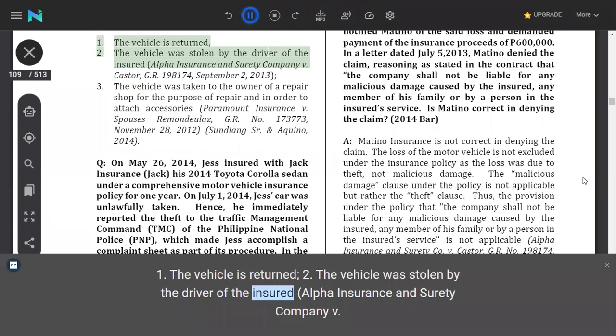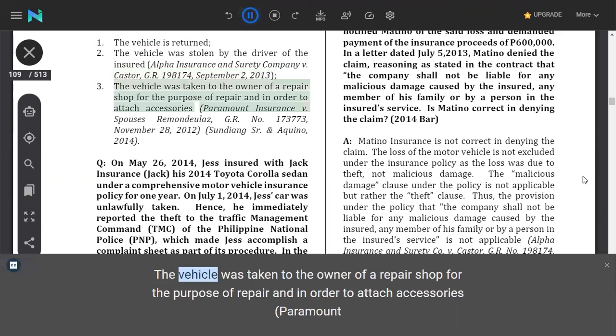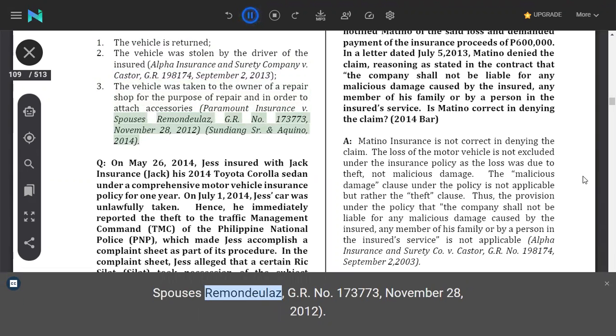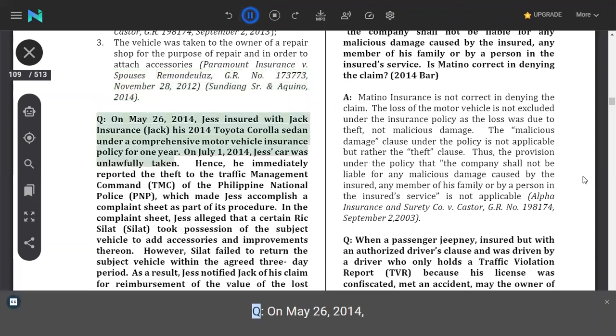2. The vehicle was stolen by the driver of the insured, Alpha Insurance and Surety Company v. Castor, G.R. No. 198174, September 2, 2013, 3. The vehicle was taken to the owner of a repair shop for the purpose of repair and in order to attach accessories, Paramount Insurance v. Spouses Remanja Ulaz, G.R. No. 173773, November 28, 2012.